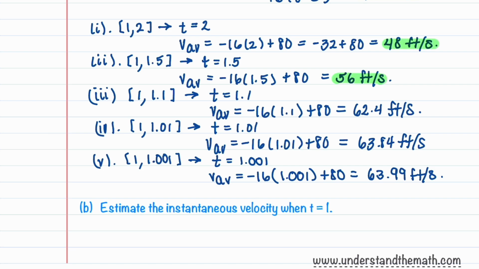Let's go back up here and highlight these answers. Here's our first one, second one, third, fourth, and fifth ones. Now, what we're going to do is estimate the instantaneous velocity when t is equal to 1. Our formula is v is the limit as t goes to 1 of our average velocity. When we look back up at our answers highlighted in green, we have to find our limiting value. As you look at those numbers, can you see that they are getting closer and closer to 64? So that's actually going to be our instantaneous velocity. So our instantaneous velocity is going to be 64 feet per second.